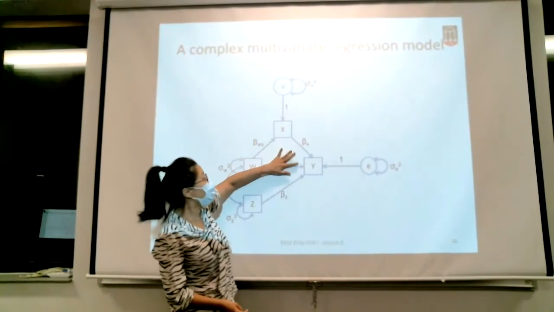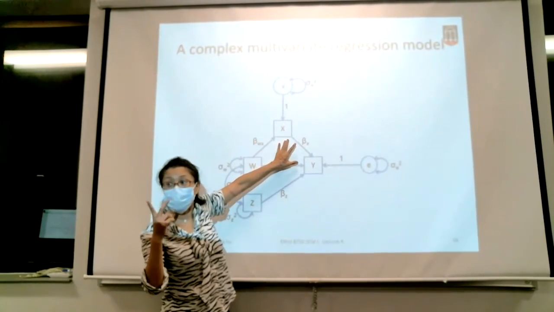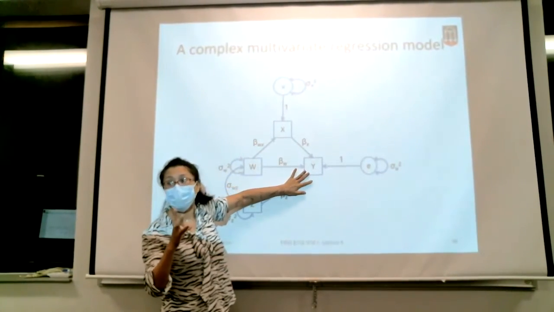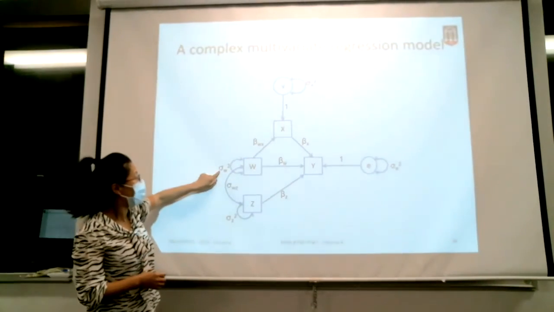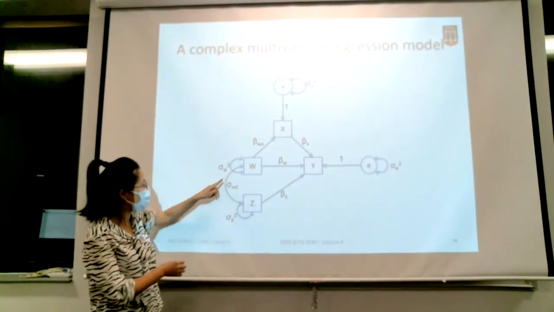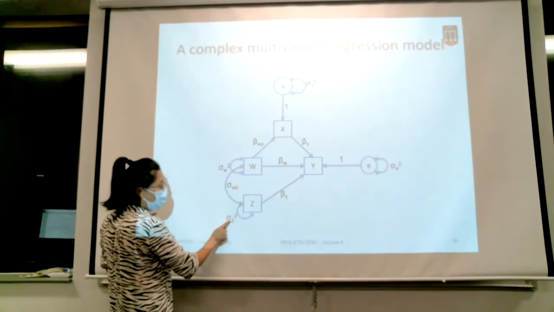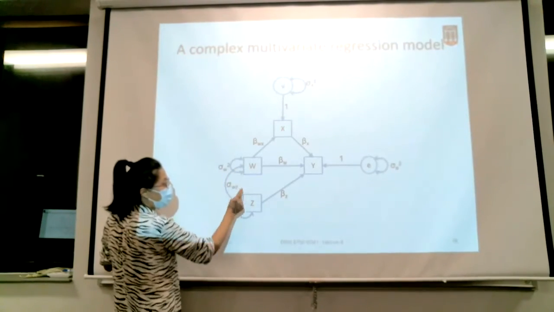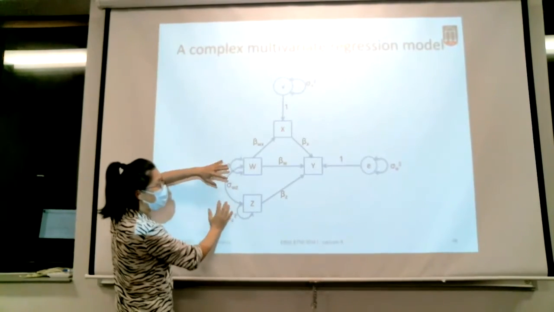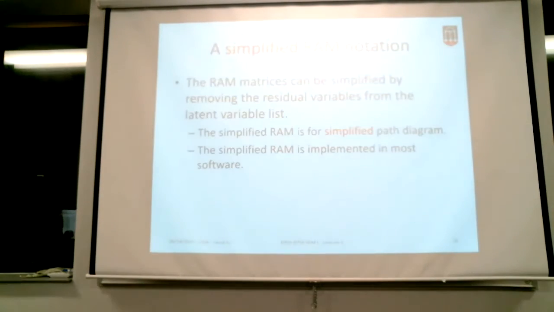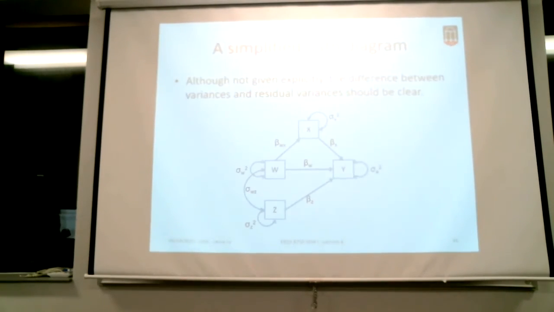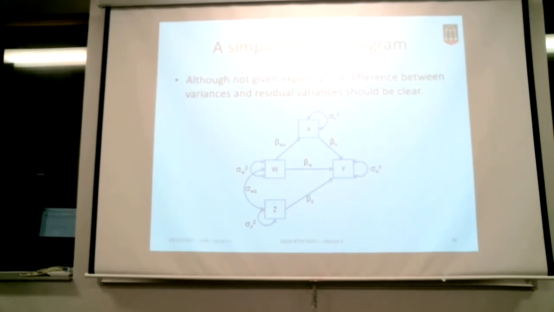Here, in this case, there are two dependent variables. One is x, the other one is y. These two are independent variables. So this is a variance of w. This is variance of z. This is a covariance between w and z. These are truly meaning, but here we use a simplified version.